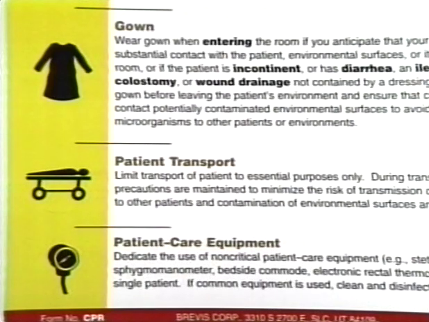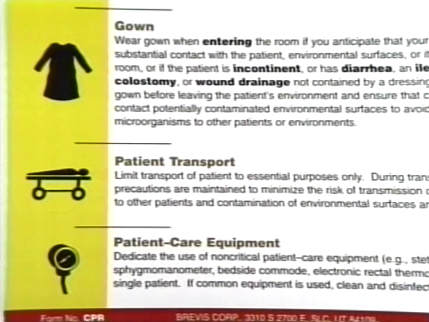Wear a gown when entering the room if you anticipate that your clothing will have substantial contact with the patient, environmental surfaces, or items in the patient's room, or if the patient is incontinent or has diarrhea, an ileostomy, a colostomy, or wound drainage not contained by a dressing. Remove the gown before leaving the patient's environment and ensure that clothing does not contact potentially contaminated environmental surfaces to avoid the transfer of microorganisms to other patients or environments.